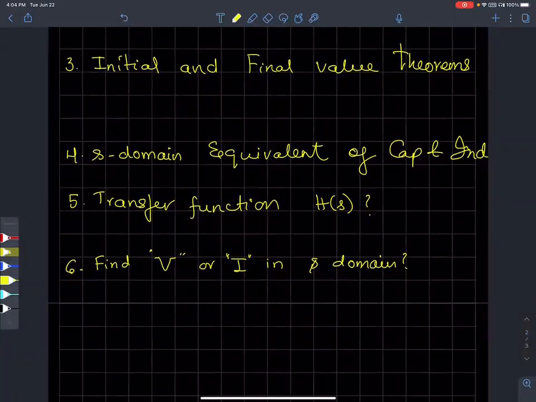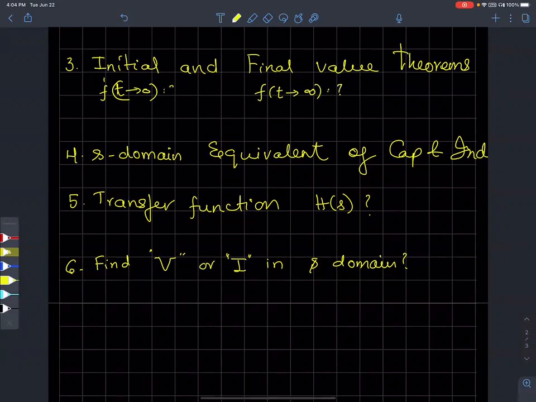Then there are the initial and final value theorems. How do you use the initial and final value theorems to calculate the initial value of your function and the final value of your function in the time domain? These are the definitions for the initial and final value theorems. So that's question number 3.